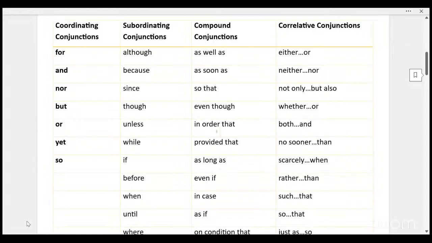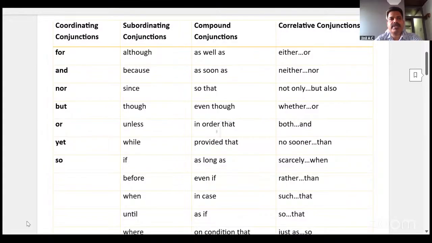Although, because, since, though, unless, while, if, before, when, until, where. Like this, there are so many of them. Wherever, whenever, like that, there are so many of them.